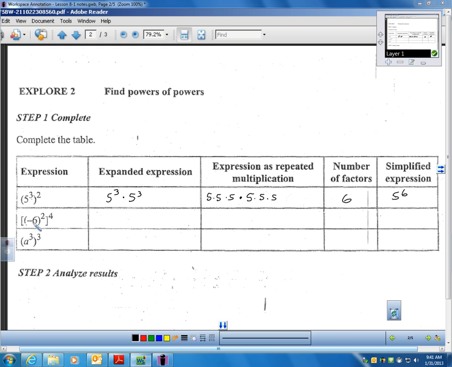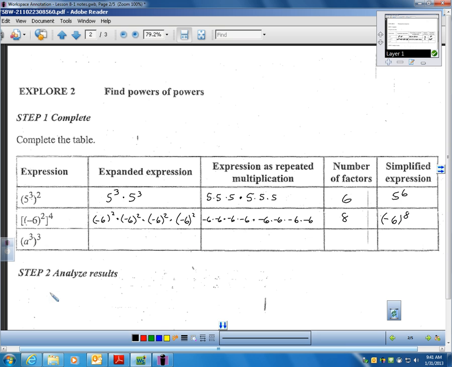Let's try this one. I have negative 6 squared to the 4th power. So 4th power means I have 4 factors of negative 6 being squared. So let me write that out here. Here's my 4 factors of negative 6 being squared, which really means negative 6 squared means I have negative 6 times negative 6. There's 2 factors here. I have 2 more factors here. I have 2 more factors here. And I have 2 more factors here of negative 6. I have 8 factors of negative 6. I really get negative 6 to the 8th power.